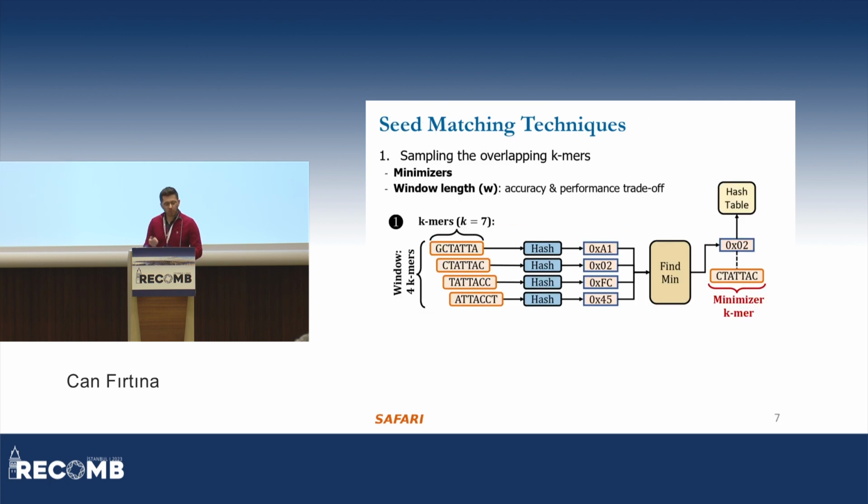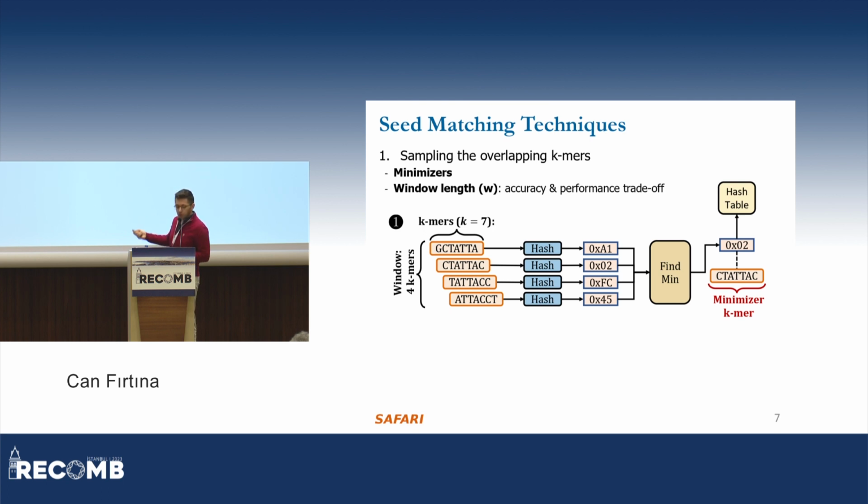There are multiple ways of performing seed matching. For example, instead of generating all overlapping chimeras from a reference genome from sequences, we can sample some of these. A very well-known method is called minimizers.